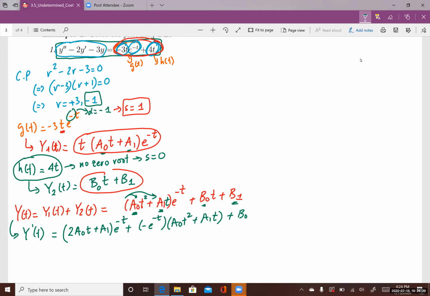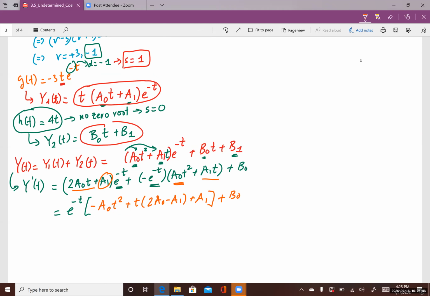Okay. Before I move to the second derivative, I want to simplify this a little bit more. So I have e to the negative t, and e to the negative t is a common term, so I factor it out. So then what's left over should be 2a0 t. And then over here I have negative. So first I want to collect the t squared terms first. So the t squared term would be negative a0 t squared, okay? And then now I move to the t term. So I have 2a0 minus a1 times t, okay? And then I move on to the constant term. So for the constant terms, I have a1. So these are the other terms that connect with e to the negative t, and the b0 will be just b0.